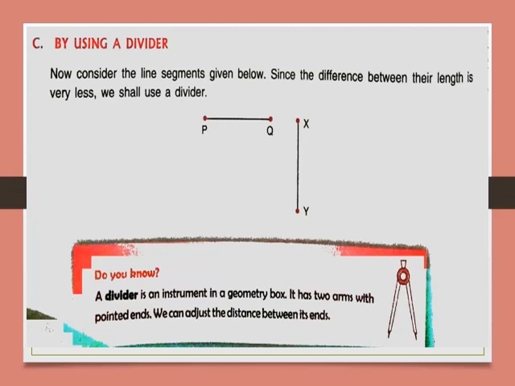See here, two kinds of dividers are there. One is with a pencil inside and the other one is with two pointed ends. So here we have to take the divider which has the pointed ends. Let's see how to measure the length using the divider.